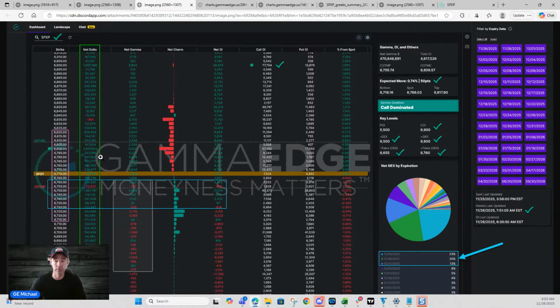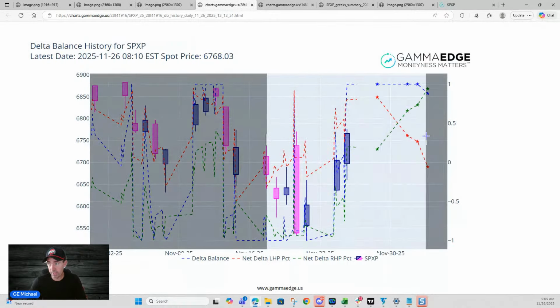And we'll look at a few other tools that we continue to use to show this overall shift. But call dominated now, speculation to the upside. In the money calls below us should be supportive. So structure continues to get more bullish day over day. All right, moving on to delta balance for the SPXP.